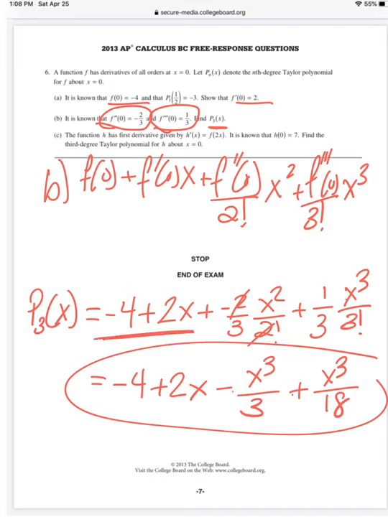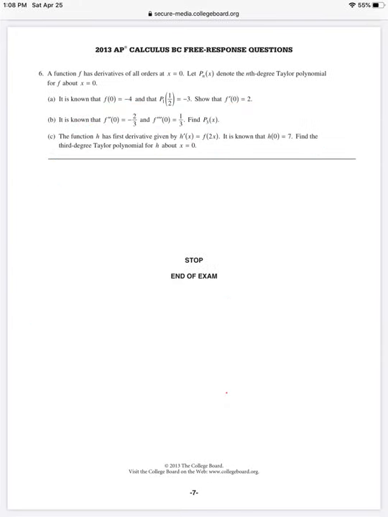1 point for the first two terms because it was kind of already used, 1 point for the third term, 1 point for the fourth term. Oh, this is x squared, by the way, not cubed. My bad. X squared, x cubed. There you go. All right, part C.